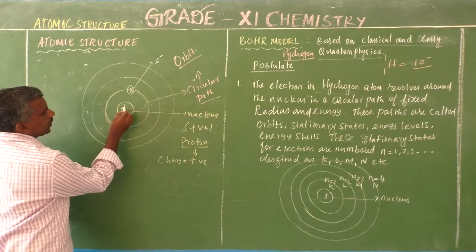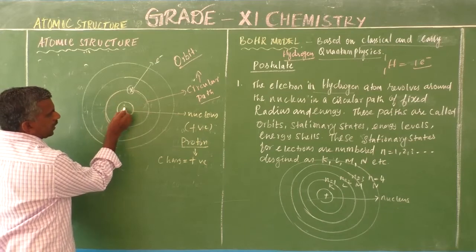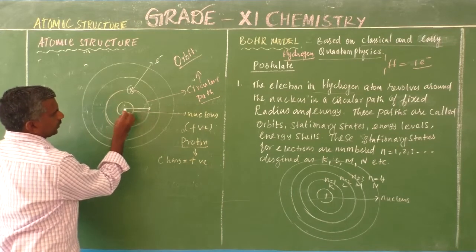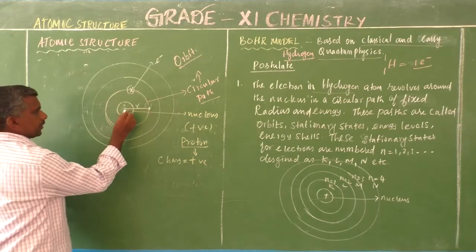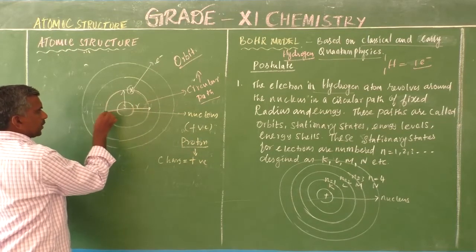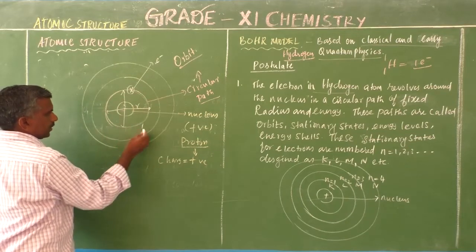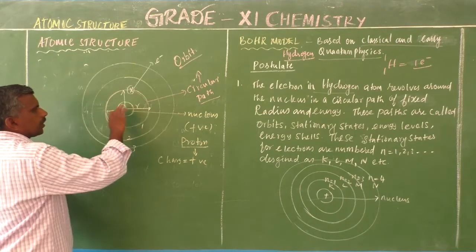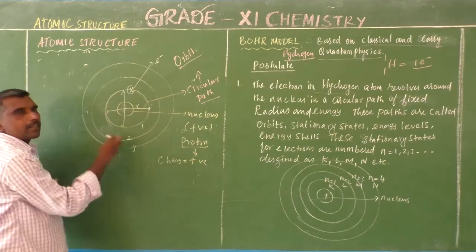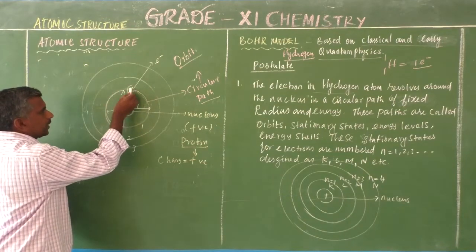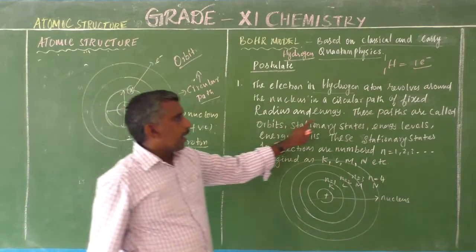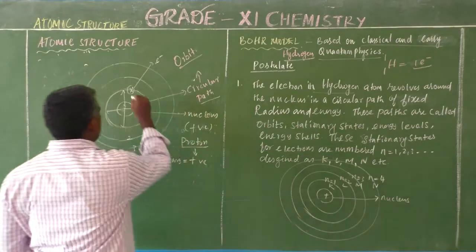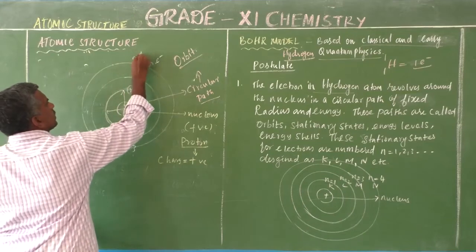Radius means the distance from the center of the nucleus to the orbit, the shell. This is the radius. This radius is fixed for the first orbit. This is the first orbit, this is the second orbit, third orbit. In the first orbit the radius is fixed, so the electron revolves in a fixed radius, and the electron energy is also the same.